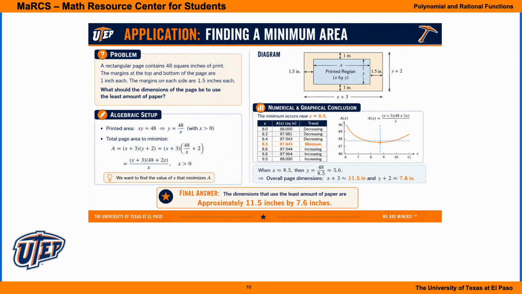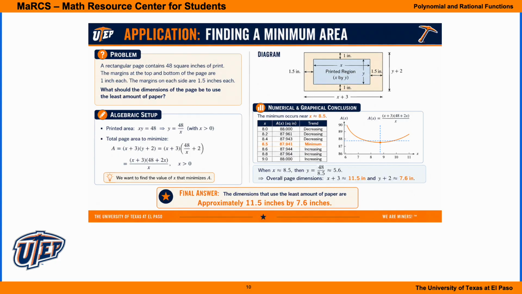So the x is the printed region, plus the 3 from the margins on either side, so 1.5 plus 1.5. So we have x plus 3 for the length. Now for the width, we get y plus 2, where y is the printed region, and the 2 is the sum of the margins on both the top and the bottom, so the 1 inch on the top and then 1 inch on the bottom. So now for the printed area, we can multiply x by y and set it equal to 48, because the page contains 48 square inches of print. Now isolating the y, we'll get y is equal to 48 divided by x. We just divide by x on both sides, and this will hold for x greater than 0.